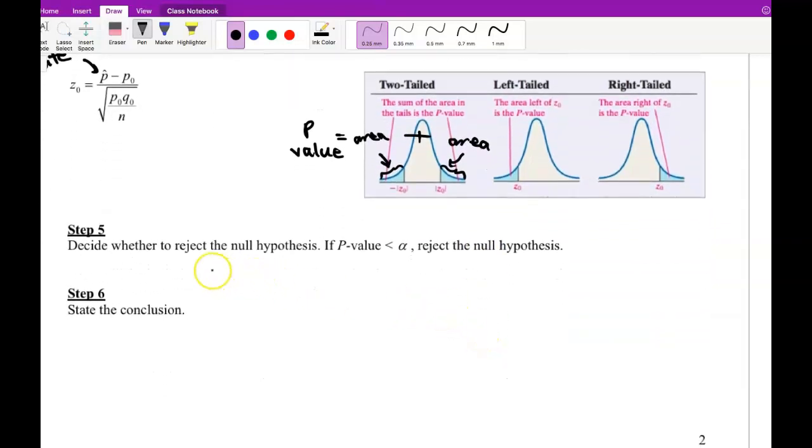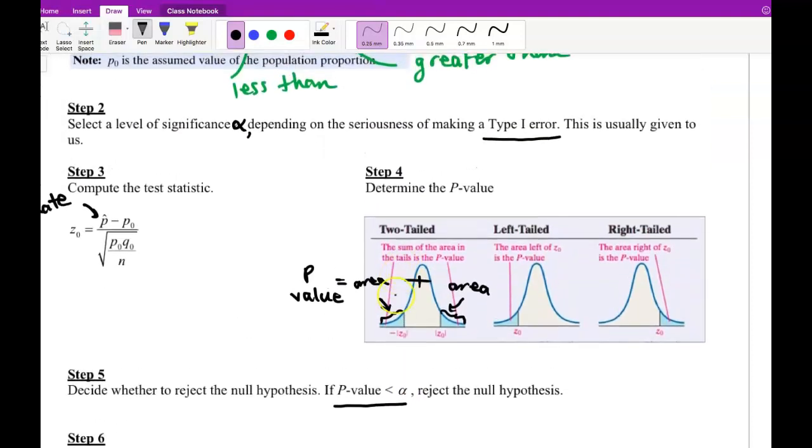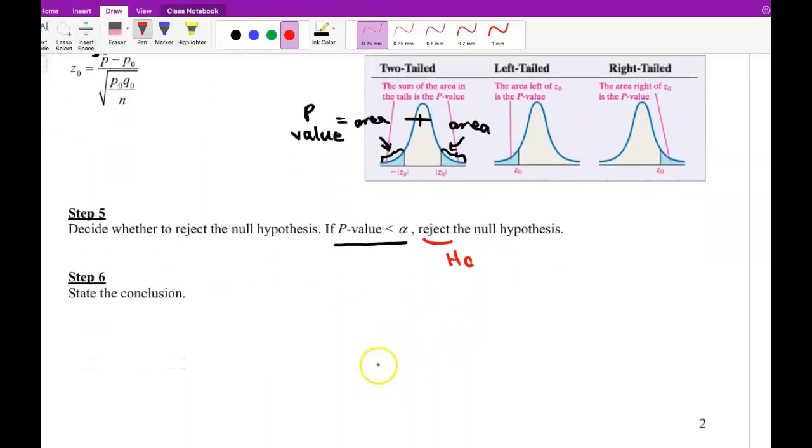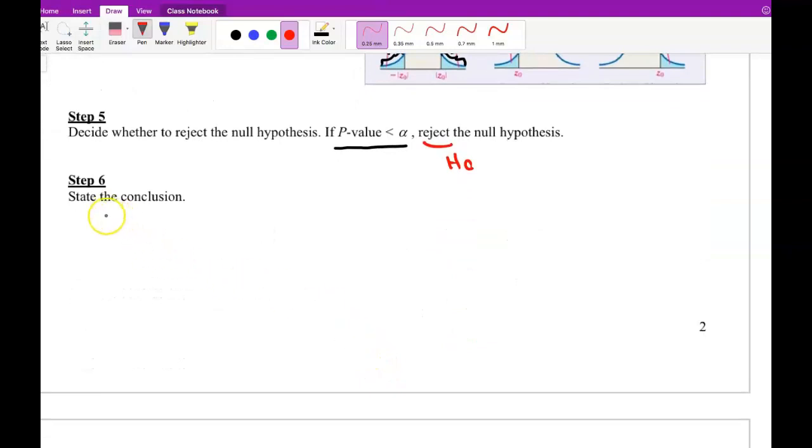Then step 5, decide whether to reject the null hypothesis. If this p-value was less than alpha, and that alpha was from step 2, the significance level, so if this p-value was less than alpha, then we should reject the null hypothesis. So here we're going to reject H0. Then step 6, after you make your decision here, state the conclusion.